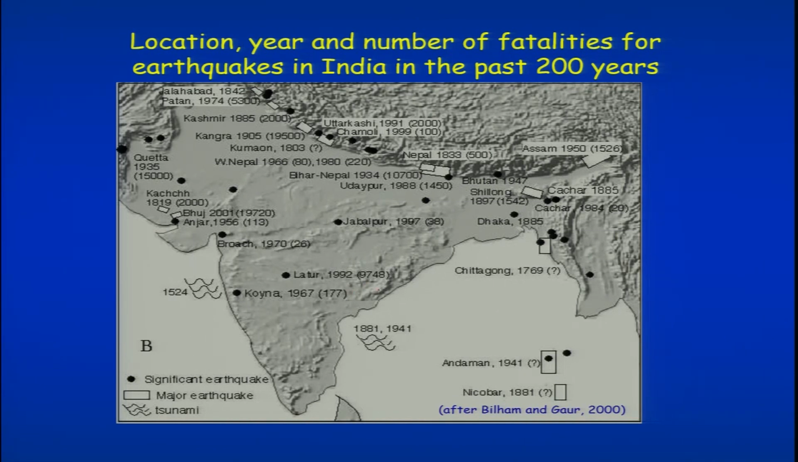The number in the bracket is the number of people who got killed. In the Himalayas, a large number of people got killed in the 1905 earthquake, almost around 20,000 people. And the recent earthquake which occurred in Kashmir was in 2005, where around 80,000 people got killed.